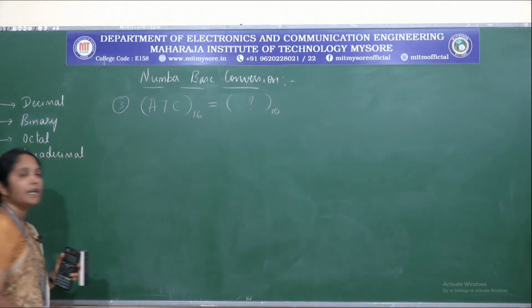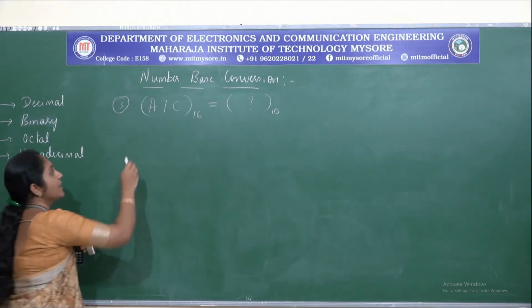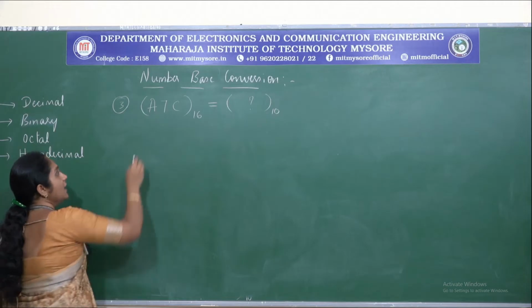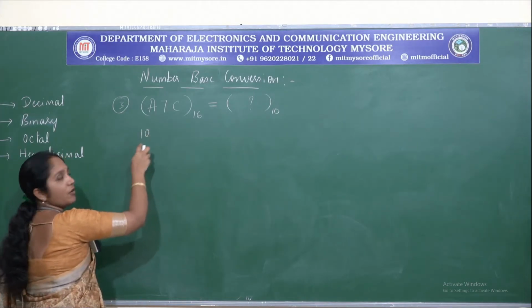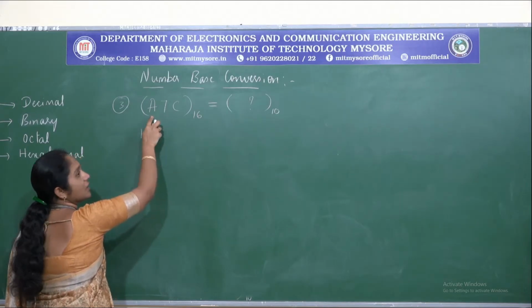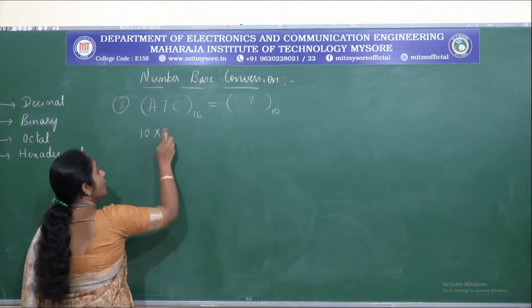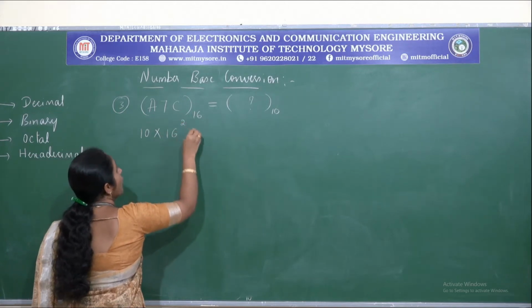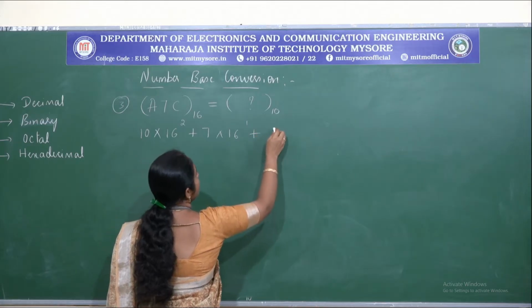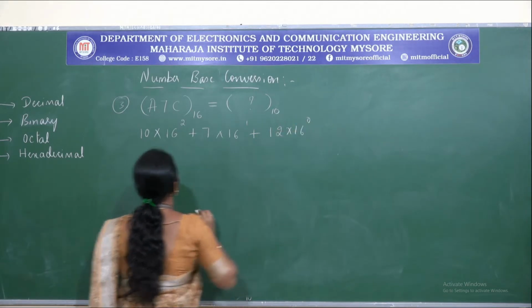I have taken A7C in hexadecimal, and let me find out what its decimal equivalent is. A is nothing but 10. So while writing, we need to write it in terms of the equivalent numbers from the decimal number system. A is 10, so 10 into 16 power 2 plus 7 into 16 power 1 plus C, which is nothing but 12, so 12 into 16 power 0.